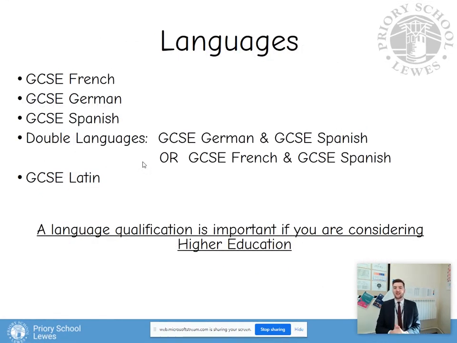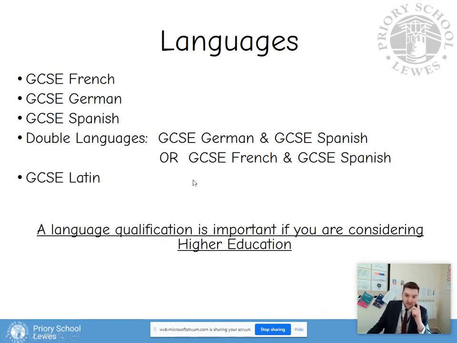Languages, we're so lucky at our school that we don't just do one language, we offer up to 4 languages. So you could do GCSE French, GCSE German, GCSE Spanish, GCSE Latin, or for those of you that would like to try and do this, you could try and do the double language. This means that you will get 2 GCSEs, but you will have to complete each language in a year.